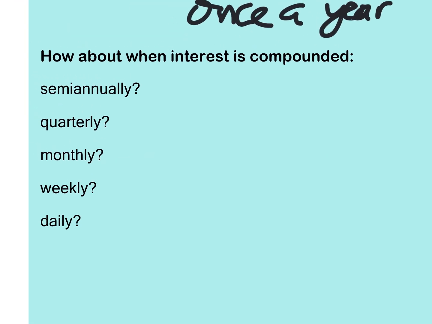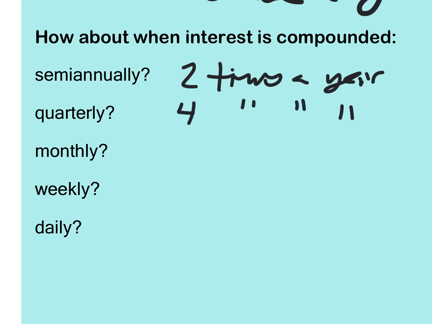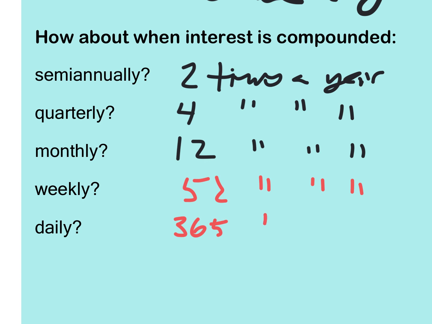Do you know what semi-annually means? That means twice a year. 2 times a year. How about quarterly? 4 times a year. How about monthly? 12 times a year. How about weekly? 52 times a year. And how about daily? 365. And then we're not working on leap years.